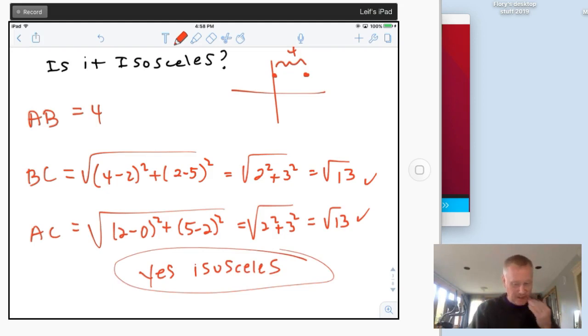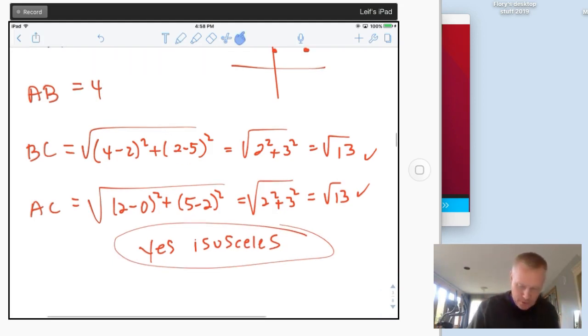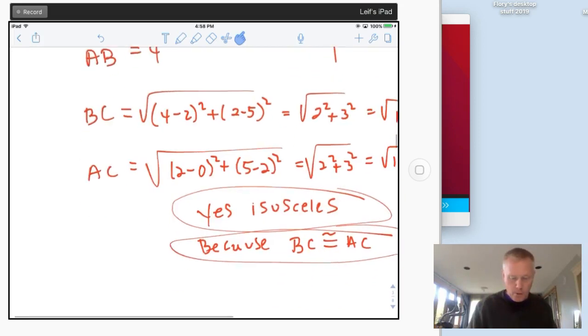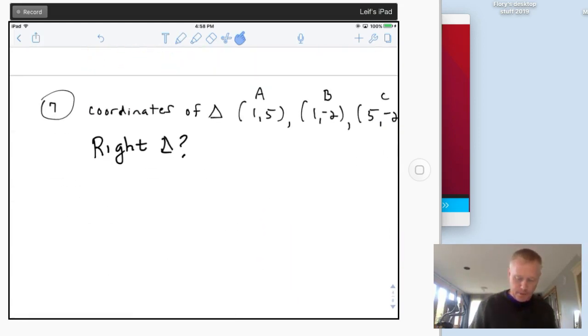Okay, and you've got to have the work to prove it too, not just saying, yeah, it's isosceles. You could say because BC is congruent to AC. Okay, that's your best answer. All right, next one. Same idea.